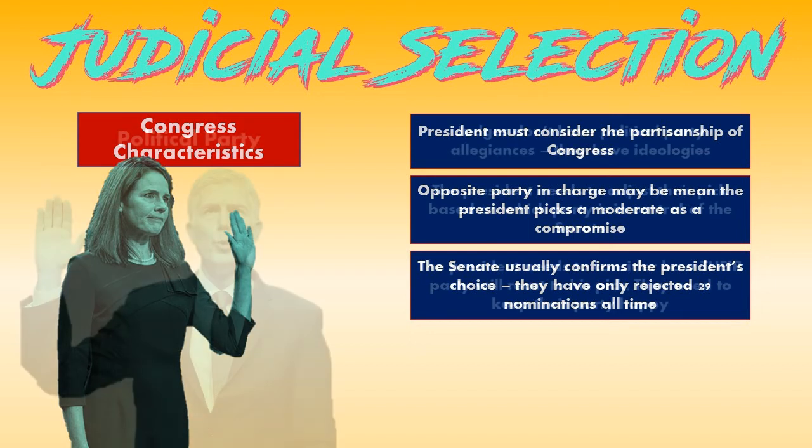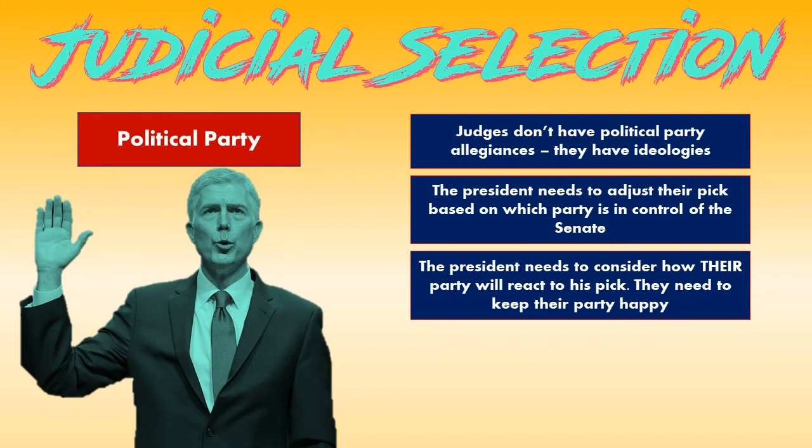All right, and we'll reiterate this again. Judges do not have political parties, right? We don't say that judges are Republican or Democrat. They have ideologies. They are liberal or conservative. So the president needs to think about which party is in control of the Senate when they make their pick. So this is how the president is going to consider which kind of judge he can get through the Senate. The president also needs to think about how their party is going to react to the pick. So the president is going to have to keep their party happy as well.